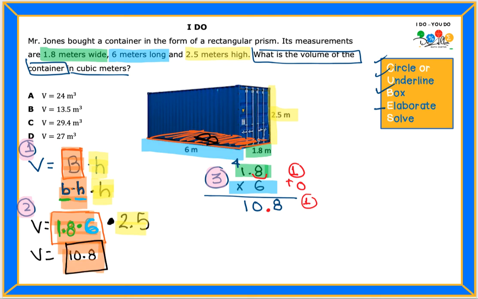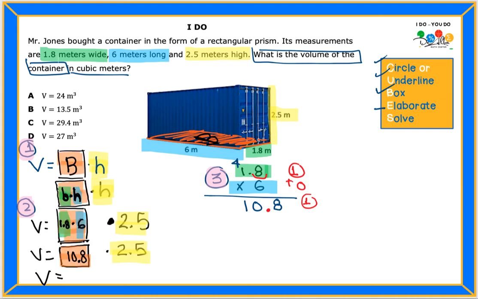If we look at the container, this 10.8 will be this capital B, which means the area of this rectangle in here. Okay, so we're going to multiply this 10.8, which is the area of the base of that rectangle, by the height of the prism, that is 2.5. This 10.8 is the rectangle, so it goes orange. And this 2.5 is the height, so it goes yellow. Can you help me to multiply?